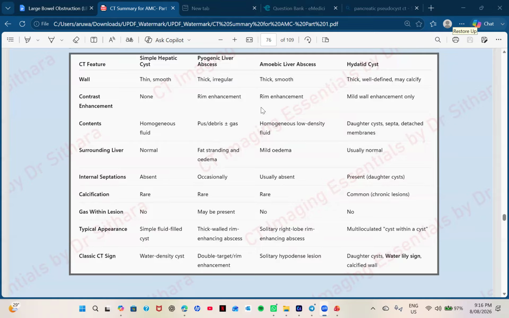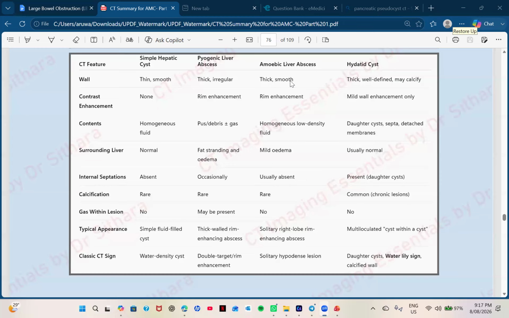So how does pyogenic liver abscess present? The walls are thick and irregular, with rim enhancement present. Usually an abscess has rim enhancement. The content is pus, there can be debris, with or without gas, because this is pyogenic. Then surrounding liver fat stranding and edema can be seen. Septations can be present or not. Calcification is rare. The typical appearance is a thick wall, rim enhancing abscess, the double target sign or rim enhancement. That may be a clear abscess, very important.